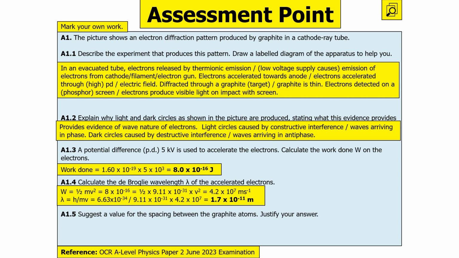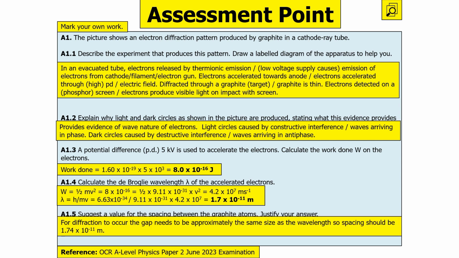We're going to say the de Broglie wavelength is Planck's constant over mv. You've got all the other values. You pop in the value of v you've worked through, and it's 1.74 times 10 to the minus 11 meters. Now, for diffraction, the gap size needs to be approximately the same as the de Broglie wavelength, so it should be approximately that value, 1.74 times 10 to the minus 11 meters.